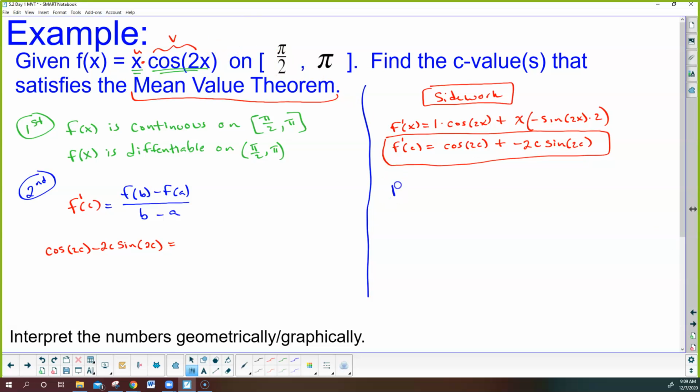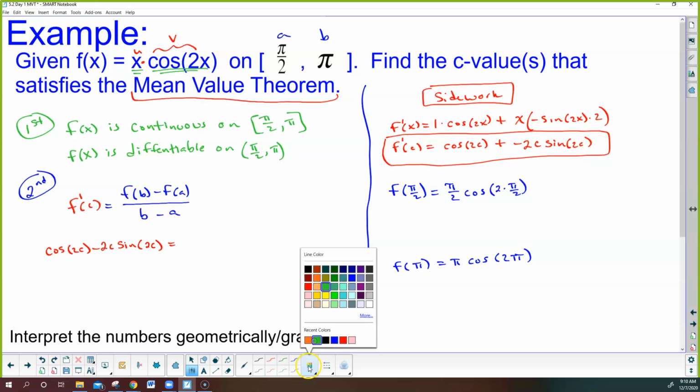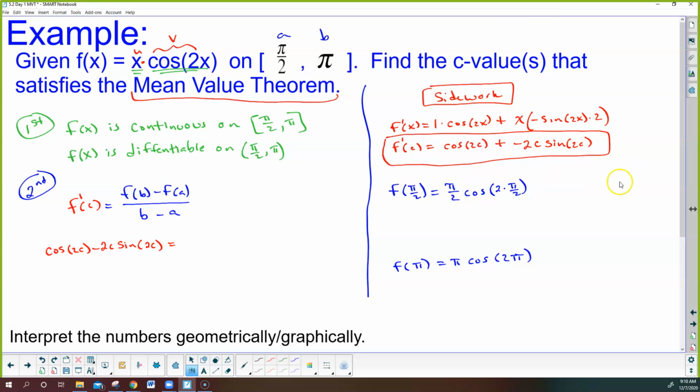And then I need to find my outputs. I need to find the f of b and f of a. Well, we have a, we have b, so let's just plug those in. And then it's just algebra and a little bit of unit circle.